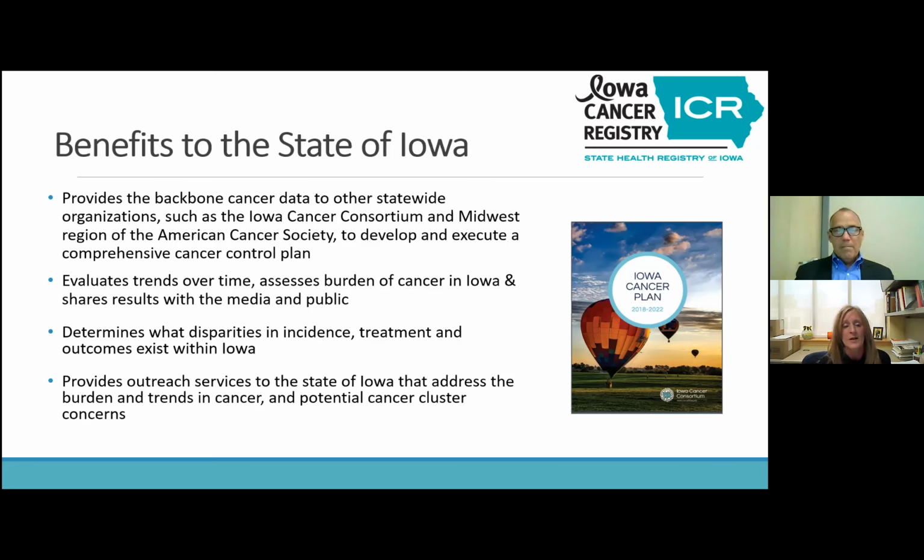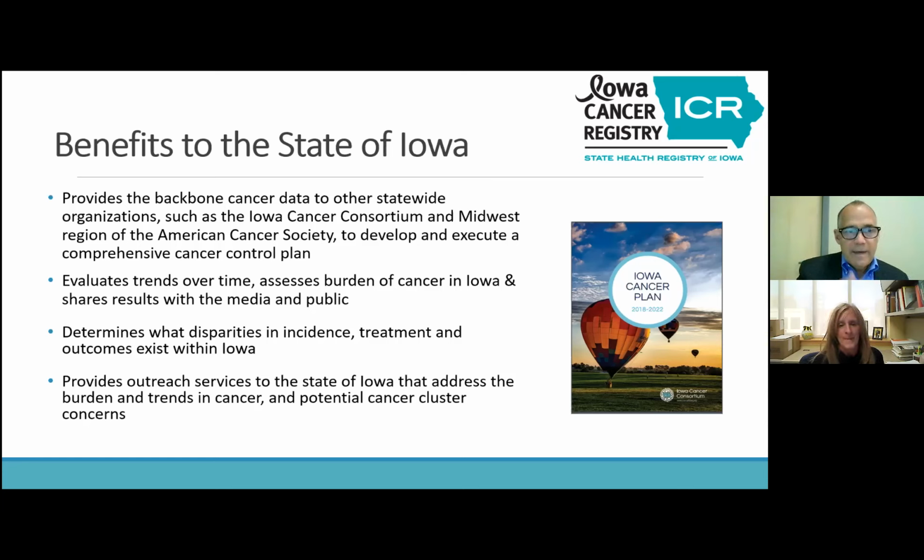And then lastly, we can provide outreach services to the state of Iowa that address the burden and the trends in cancer, and then the potential cancer cluster concerns. I will be talking about cancer cluster investigations next. But with that, maybe I can stop and we can see if there are any questions that anyone has for cancer registration.